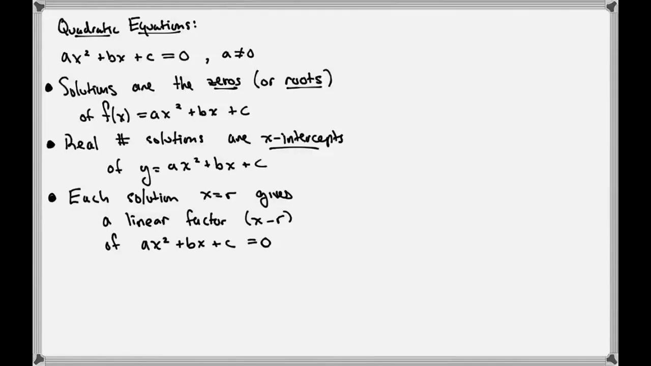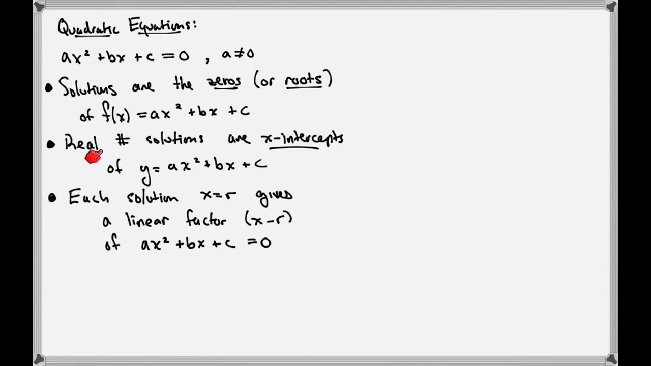Obviously, central to studying quadratic functions is to solve quadratic equations. So here's a general quadratic equation where the coefficient a of x squared is non-zero, to ensure that it really is quadratic. Solutions to this equation are called the zeros, or sometimes the roots, of that function ax squared plus bx plus c. So if you're asked to solve an equation, it's the same thing as finding the zeros of the function, or the roots of the function, depending on the context.